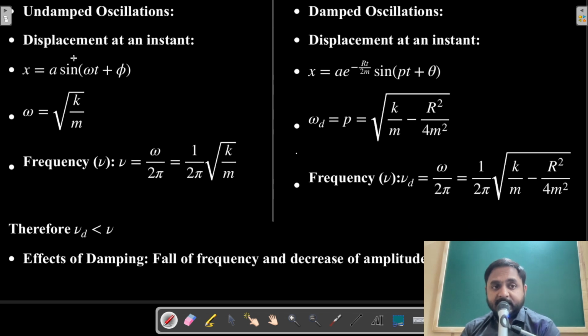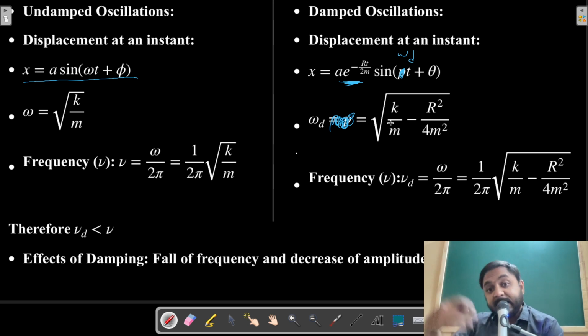In undamped oscillations, the displacement was given by x is equal to a sine(omega t plus phi). Now the amplitude is replaced by a into e raised to minus rt by 2m, and your sine, your omega, this should not be p, this should be omega d, plus theta. It should be omega d plus theta. What was your omega? Angular frequency was square root of k by m. Here your damped angular frequency is equal to square root of k by m minus some term.